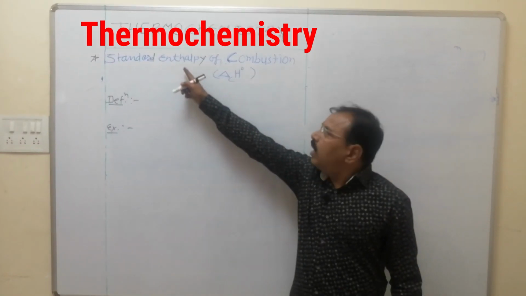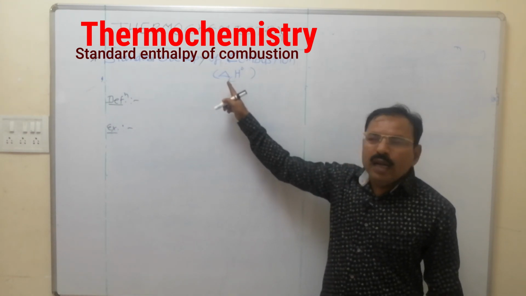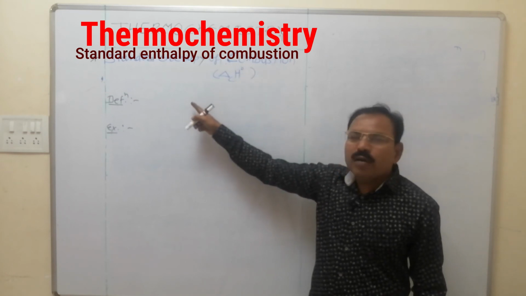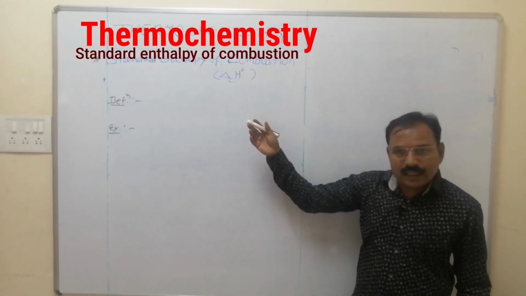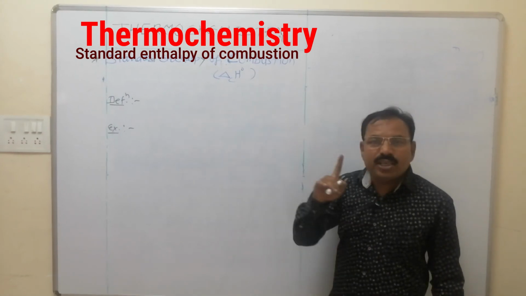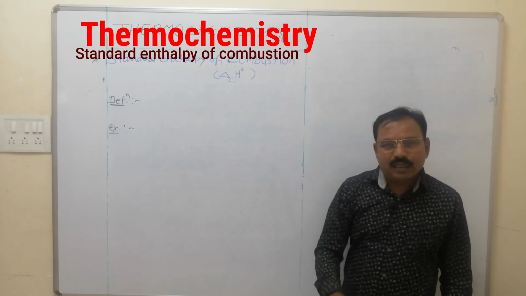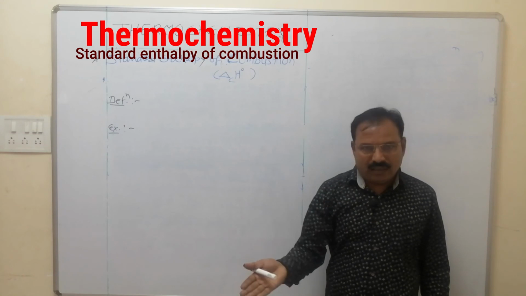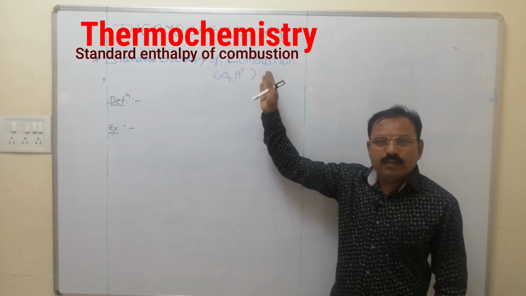Now, the standard enthalpy of combustion. The standard enthalpy of combustion is denoted by delta cH0. The definition of standard enthalpy of combustion is like this: the standard enthalpy change accompanying a reaction in which 1 mole of the substance in its standard state is completely oxidized is called standard enthalpy of combustion.